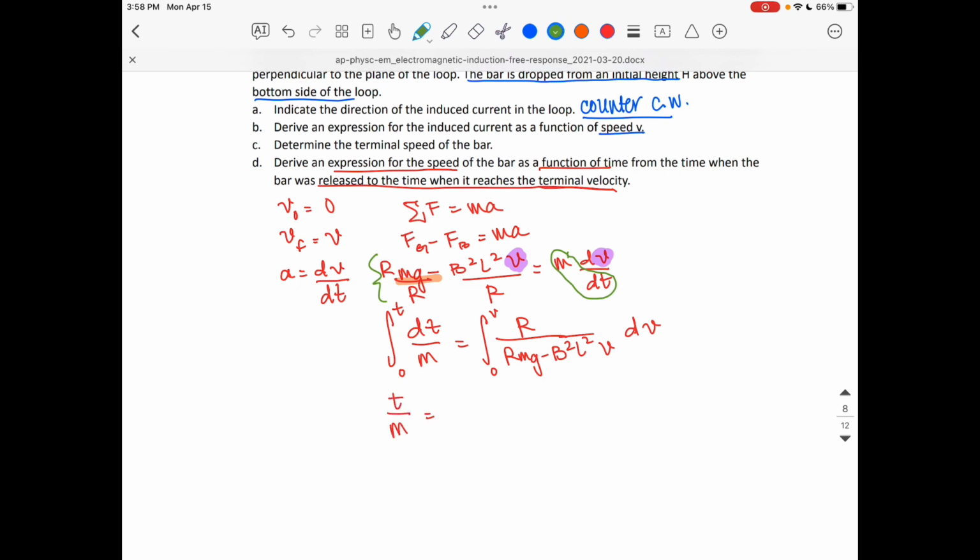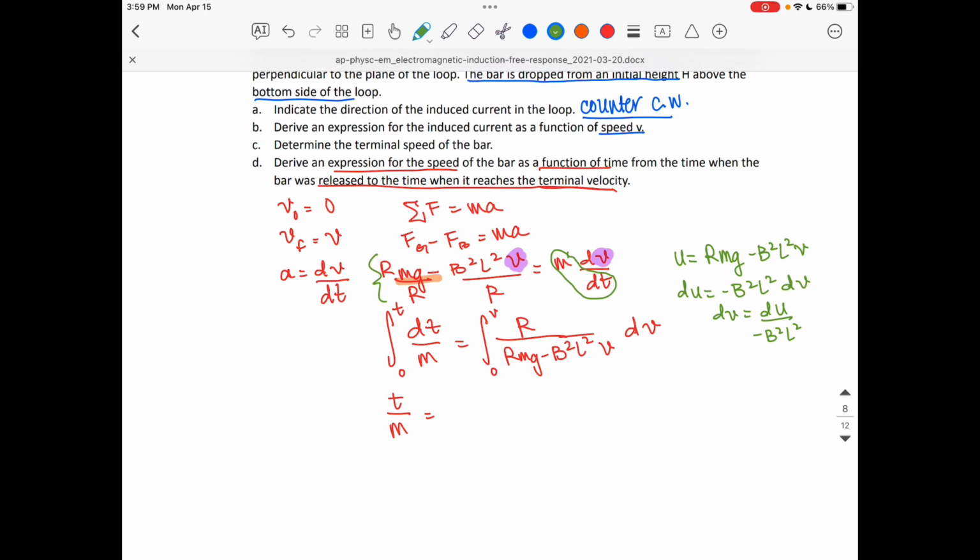And then for my u substitution, I'm going to get u is equal to the denominator, RmG minus B squared L squared v. And that means that when I take the derivative du, I get negative B squared L squared dv. And I'm going to have to substitute this in there. So I'm going to solve for dv. That's du over negative B squared L squared.